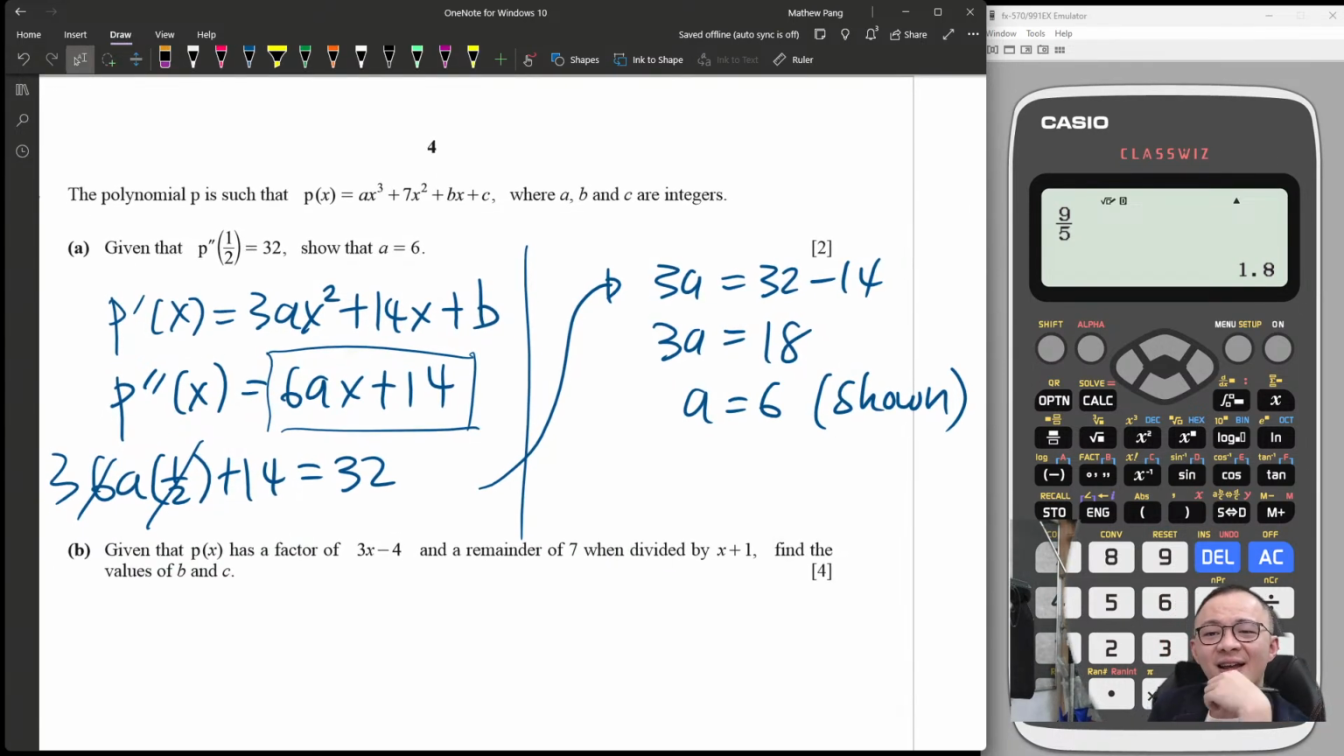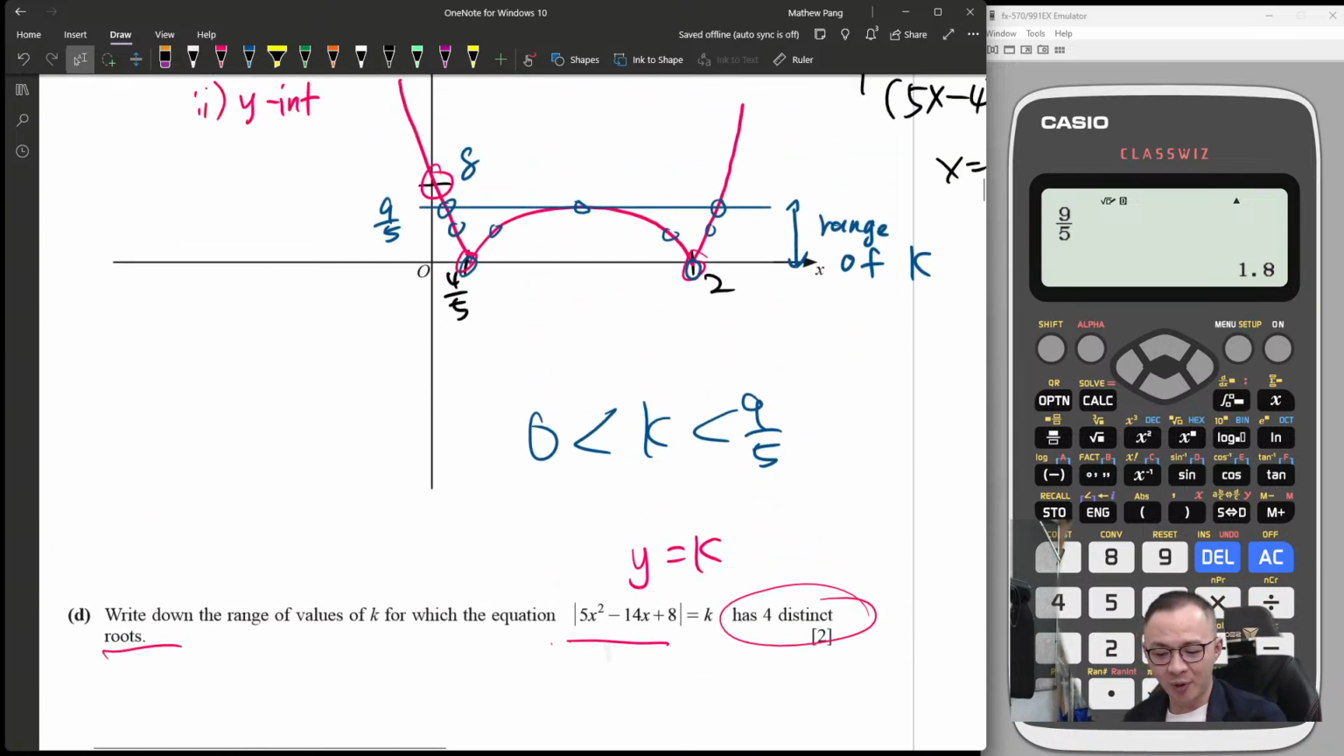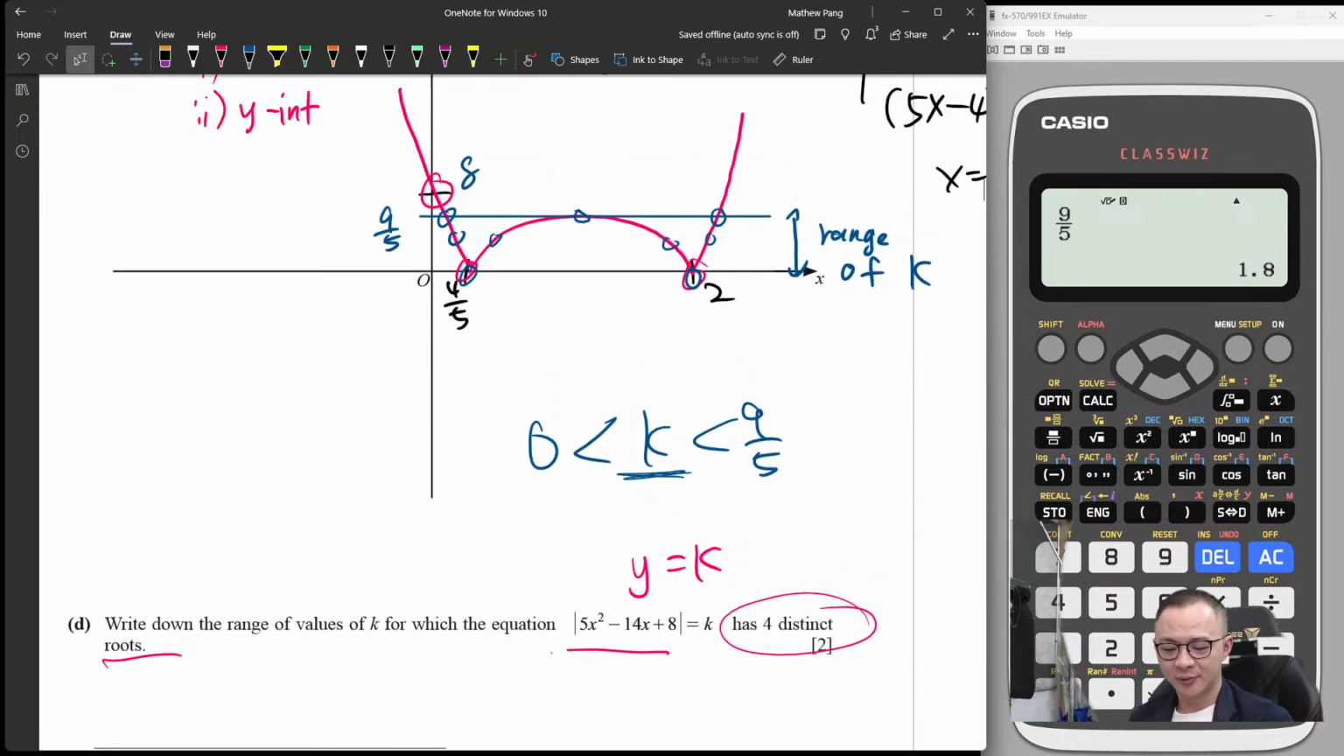Why is the k less than 0, sir? Where can I find the 0 there? No, the k is actually more than 0. K is not less than 0. The k is more than 0 and less than 9/5. This sign we read at the k direction is more.